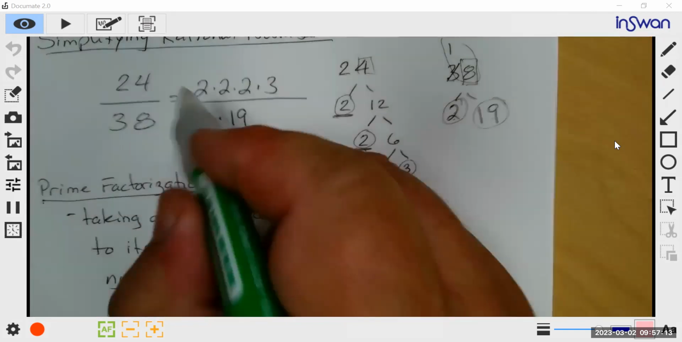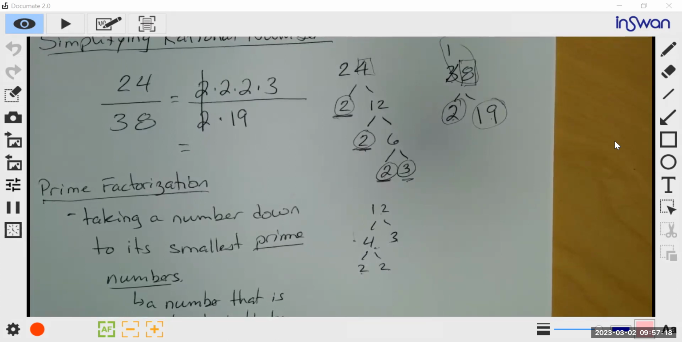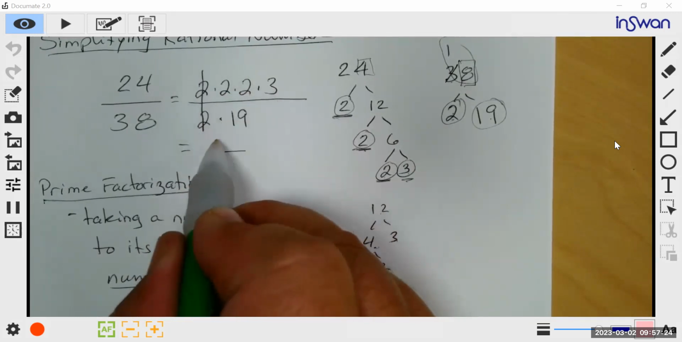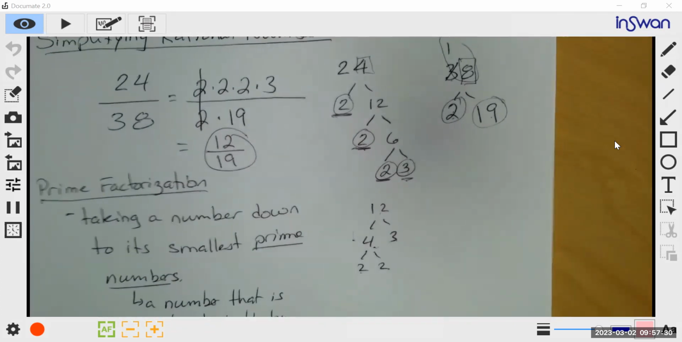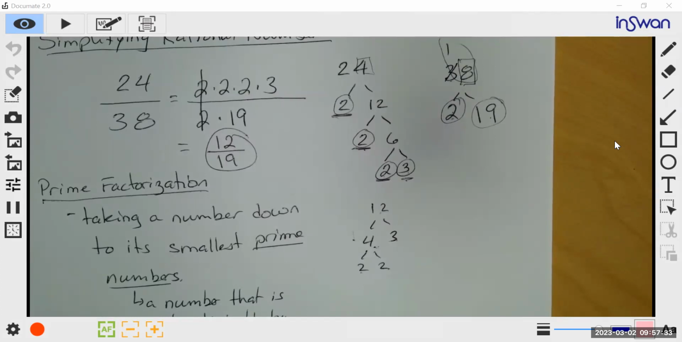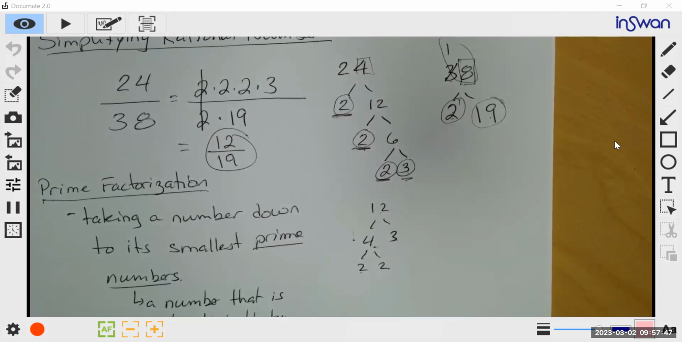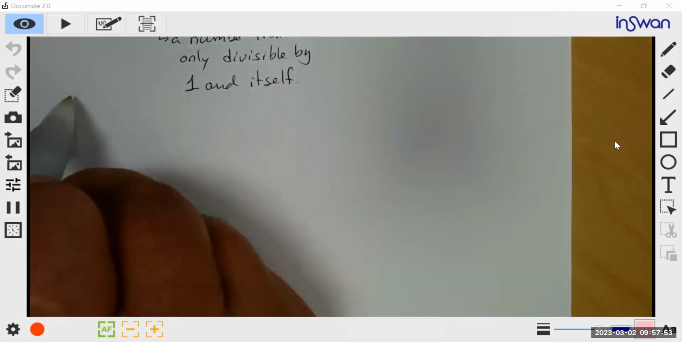Now, since we're simplifying, we cancel whatever is the same. Whatever's left, we multiply. 2 times 2 is 4, times 3, 12 over 19, and that's the simplified version. Make sense? We'll try a bigger number or another small one. Small one first. Okay. Let's do this one.